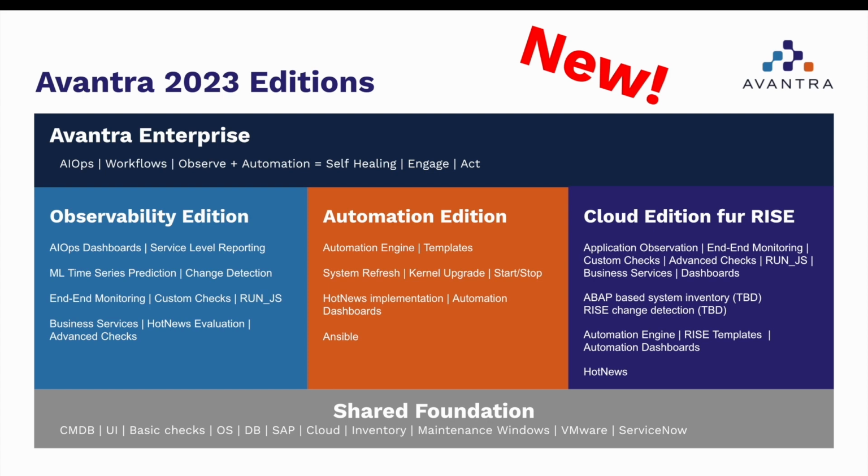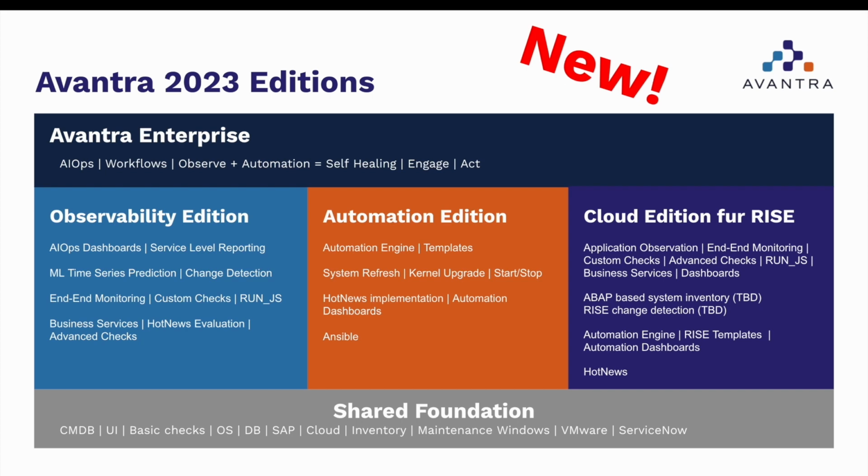Behold, our new editions. The Enterprise Edition has not changed and includes everything Avantra has to offer and is geared towards customers that want to do monitoring, automation, and integration at the same time. The Observability Edition is for customers that are looking to get more insights into their environment, track available SAP Hot News notes, proactively spot trends, integrate with third-party products using our SOAP API, CLI, or Ansible collection, and generate reports out of the gathered monitoring data.